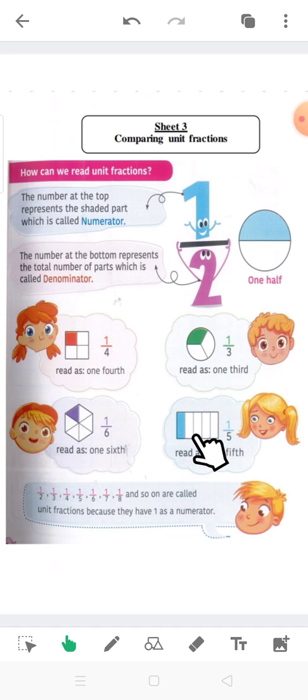Here we have how many shaded parts? Only one. I put it on the numerator part. All of the parts: 1, 2, 3, 4, 5. So I will write 5. So it's one fifth. When we put 1 in the numerator, we call this fraction a unit fraction. Why? Because they have 1 as a numerator.